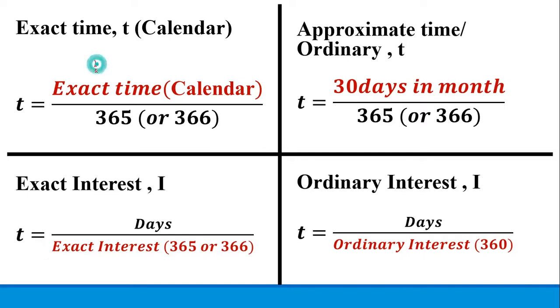Exact time, you must calculate using the calendar. Approximate time, you calculate using 30 days in a month. Exact interest, you use 366 or 365. For ordinary interest, you use 360 days. So time: exact time, approximate time at the above; interest: exact interest 365 or 366, ordinary interest 360.